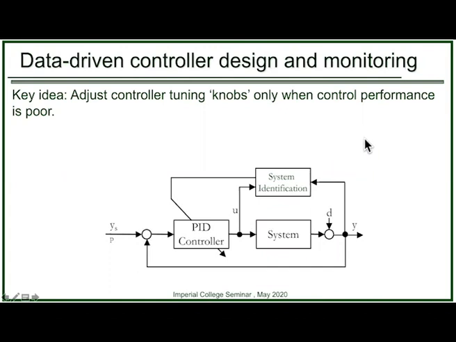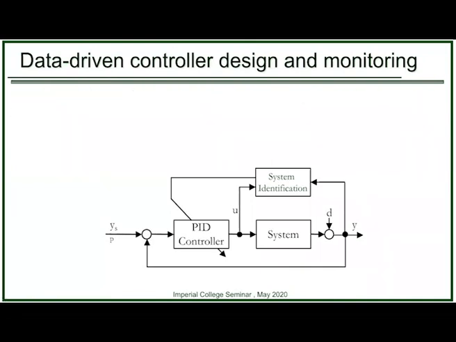So generally, this is a simple block diagram of an adaptive controller where you want to adjust the controller settings, ideally only when controller performance is poor. But that's not how adaptive control works. Adaptive control will do identification, online recursive identification, and will update the parameters at every sample interval.